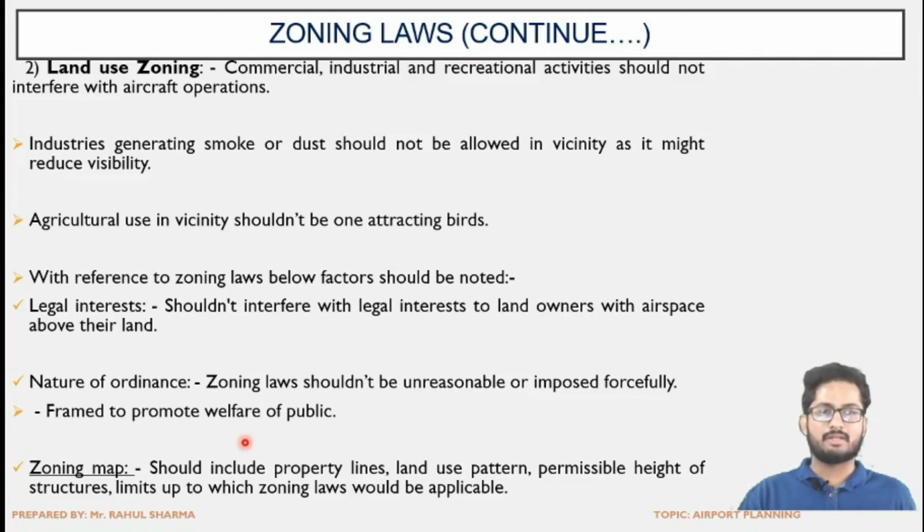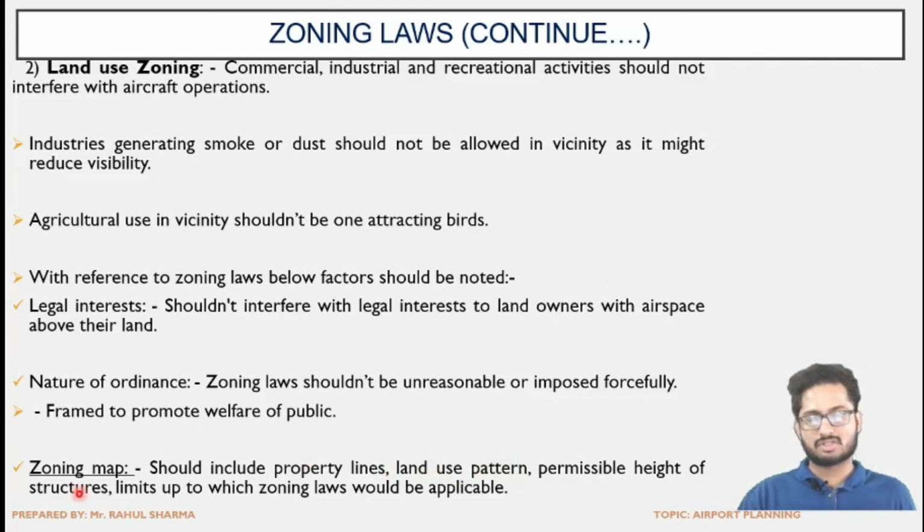So that should be the mindset while framing the laws, or if any dispute has arisen, then that should be the ultimate point which should be made understood to the landowners. Zoning map, it should include the property line, that is the ultimate circumference or the periphery of the site. Land use pattern surrounding the airport, what is the usage of land.